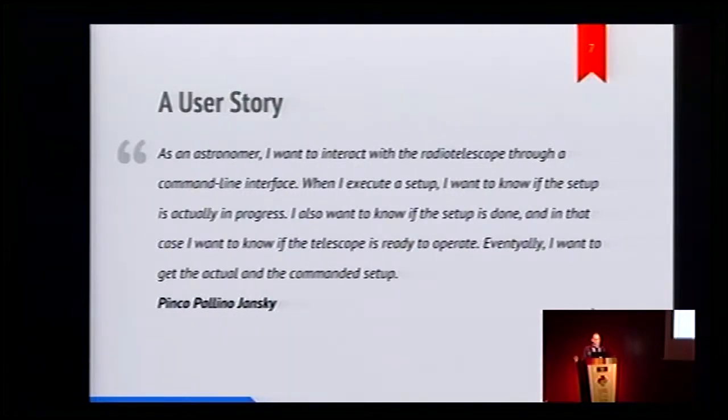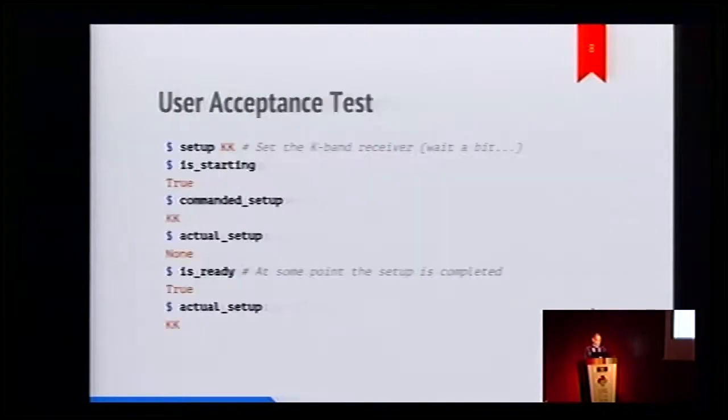I also want to know if the setup is done, and in that case, I want to know if the telescope is ready to operate. Eventually, I want to get the actual and the commanded setup. So, are we sure we got completely the point? Maybe not. So, we wrote a manual acceptance test.